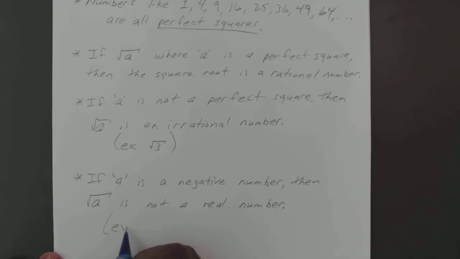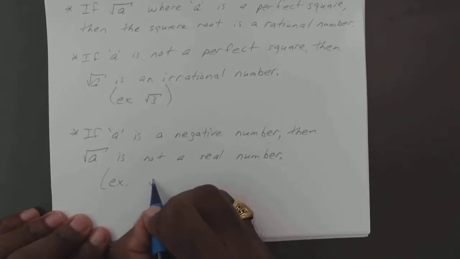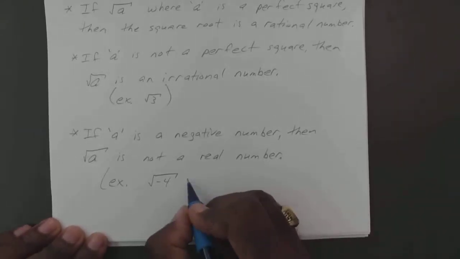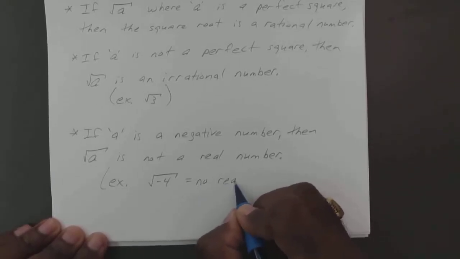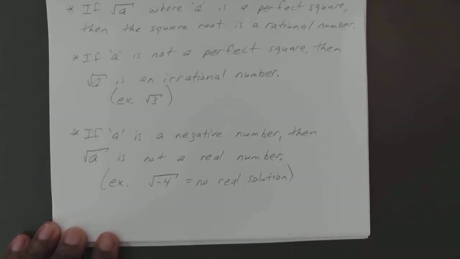Okay, so for example, let's say square root of negative 4. Now, if that would have been square root of 4, we know it's either 2 times 2 or negative 2 times negative 2. But with square root of negative 4, there's no number you can multiply to itself to give you negative 4. You can't do 2 and 2 because that would be positive 4. You can't do negative 2 and negative 2 because that would be positive 4. So that's why you wouldn't have a real answer here. We'll have a complex solution, which is later, but you won't have a real solution for this one.